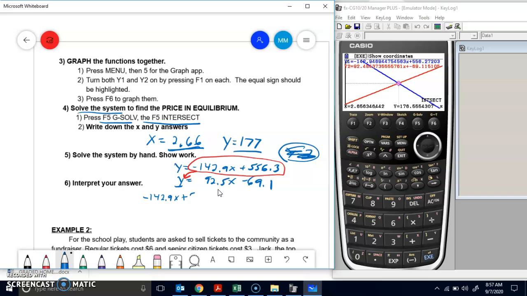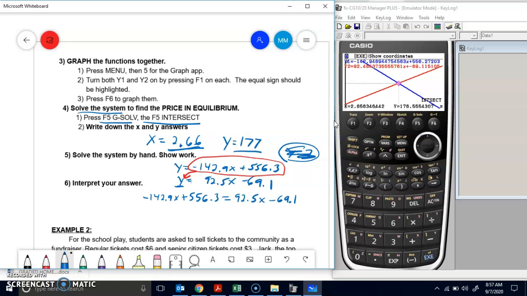Plus 556.3 equals the other equation. And it should kind of make sense. I'm setting the two equations equal. Where the two equations meet, where the two lines meet, isn't that where the two equations would be equal? Alright, we're going to solve.